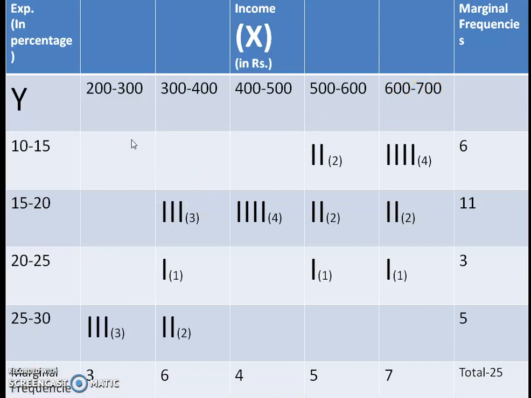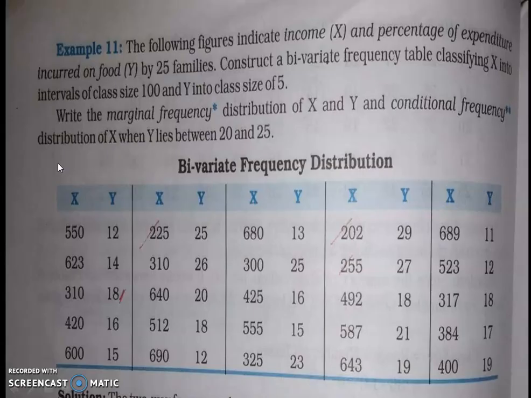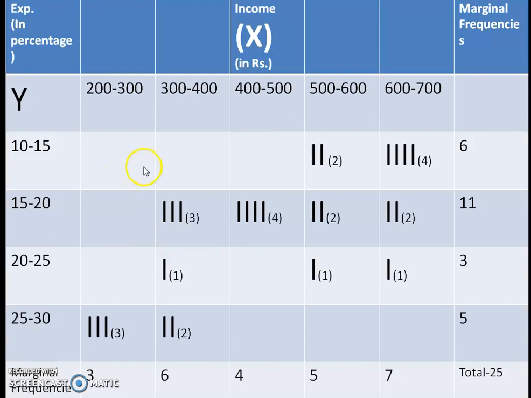Now we will check which values are present in the chart between 200 to 300 and 10 to 15. In 200 to 300 we have 225, but the y value is not between 10 to 15, so we cannot select it. We have 202, but the y value is 29, so we cannot select it. We have 255, the y value is 27, but we need something between 10 to 15. So there is no value which fulfills the criteria 200 to 300 and 10 to 15. So we'll keep it blank.